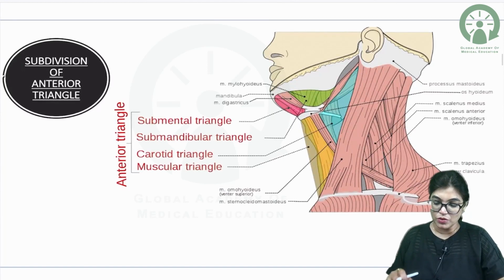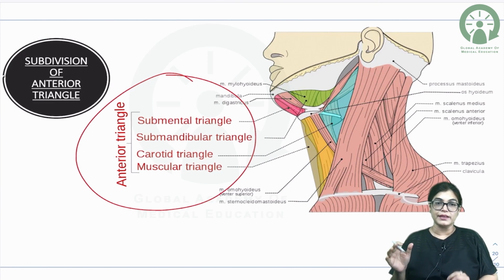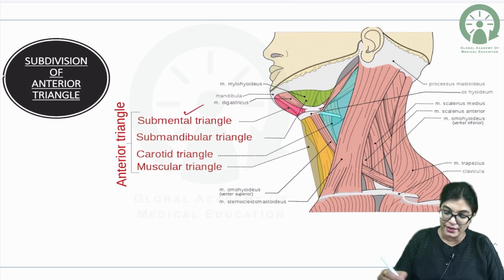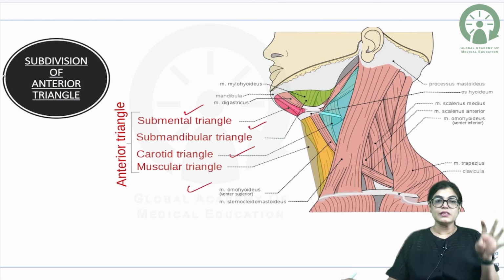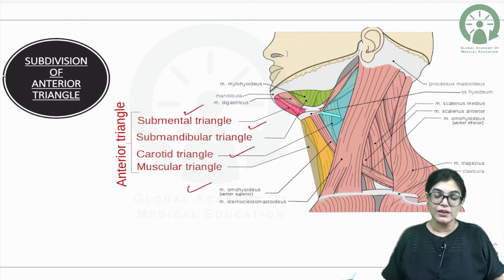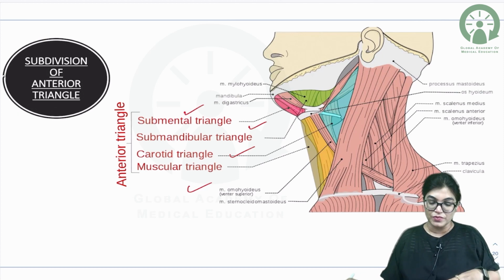Now I want everybody to know that in the anterior triangle we have got 4 subtriangles. In this image the subtriangles have also been shown. You can see there is a submental triangle, the green color is the submandibular triangle, the blue color is the carotid triangle, and you can also see a muscular triangle shown here. We have to know the boundaries of each individual triangle, and its contents and the flow structure of each individual triangle.